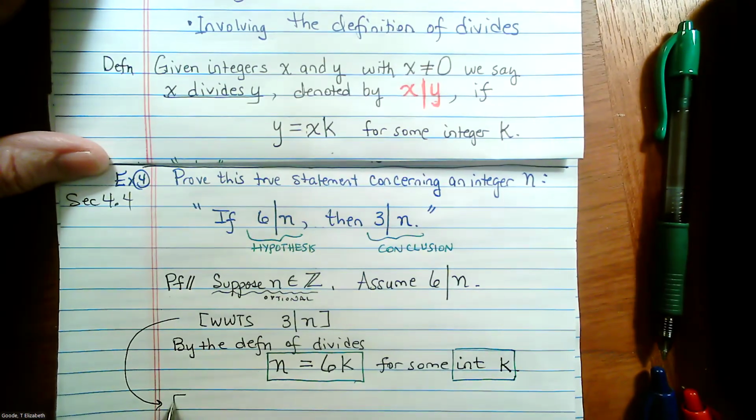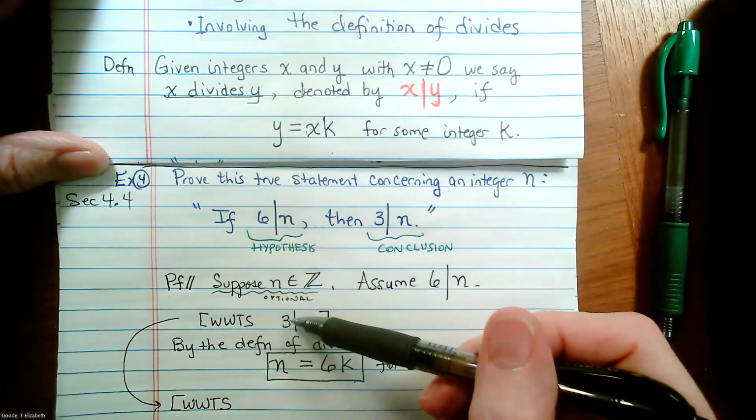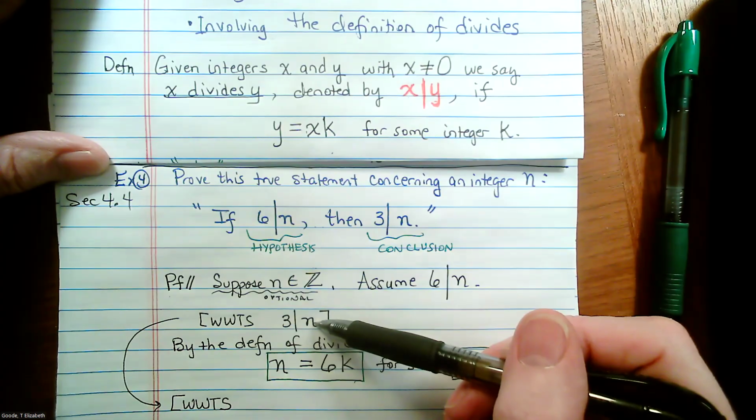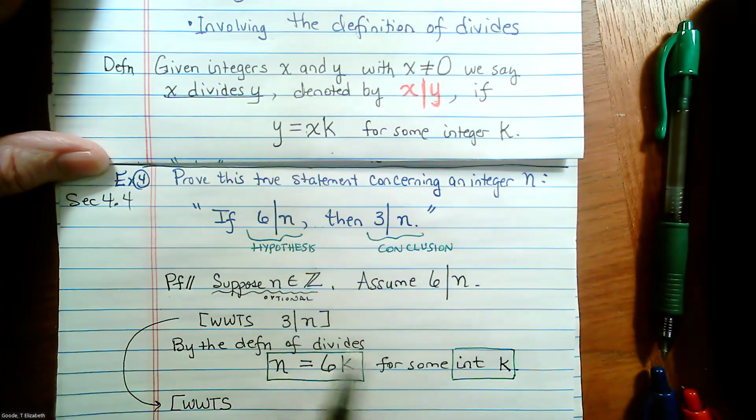look at our wish and let's translate that wish into something more helpful. In other words, what does it mean to say 3 divides n? What do we really need to show before we would be able to say, yeah, 3 divides n? n equals 3 times an integer.